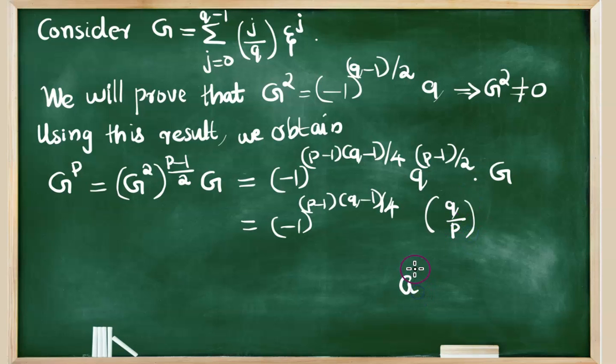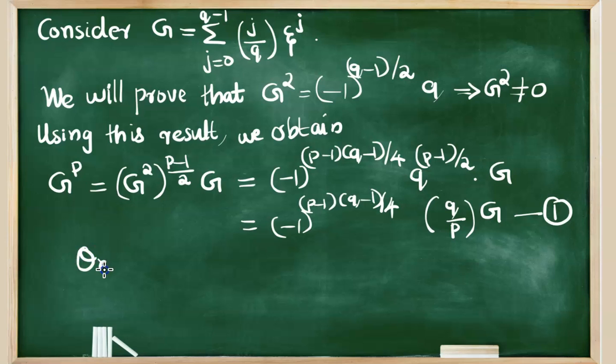Since we know that a raised to (p-1)/2 is congruent to the Legendre symbol (a/p) modulo p, applying this, we can write q raised to (p-1)/2 as the Legendre symbol (q/p) into g. Let this be labeled as equation 1.